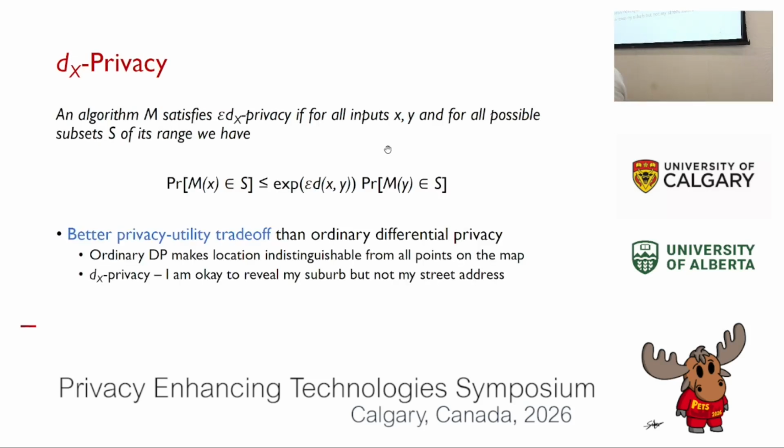So just to recall the definition of dX-Privacy, it ensures that the outputs of a mechanism on two inputs are close in probability, and this closeness in probability is not just dictated by epsilon, but also by the distance between those two inputs. So the advantage over ordinary differential privacy is a better privacy utility trade-off. For example, in the case of location applications, ordinary differential privacy will ensure that all points in the map are indistinguishable. But in the case of dX-Privacy, we're more concerned about privacy for nearby locations.